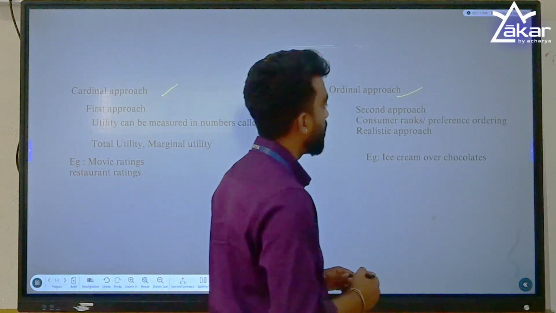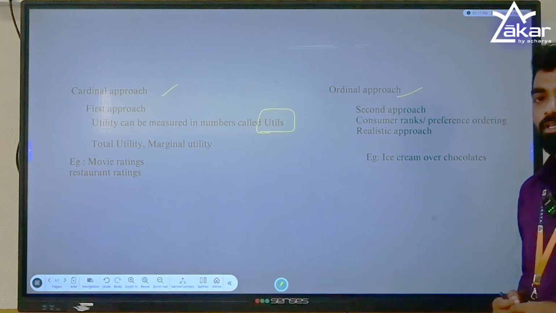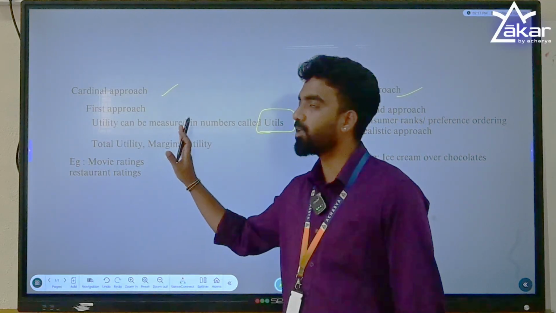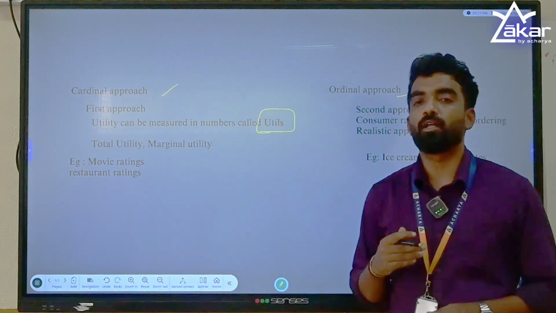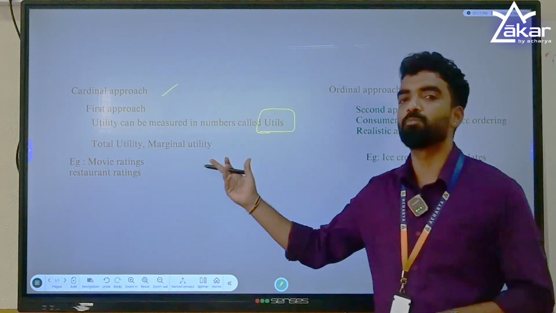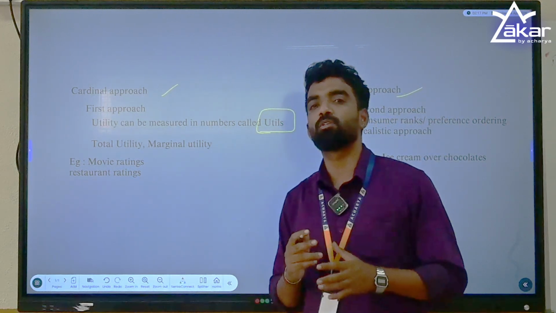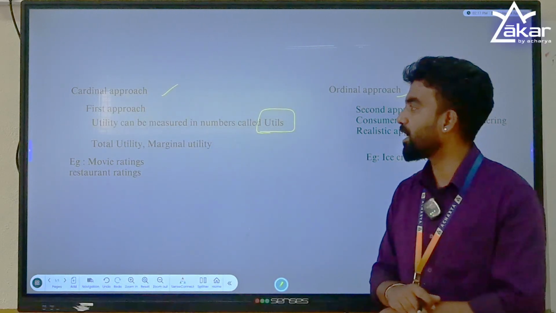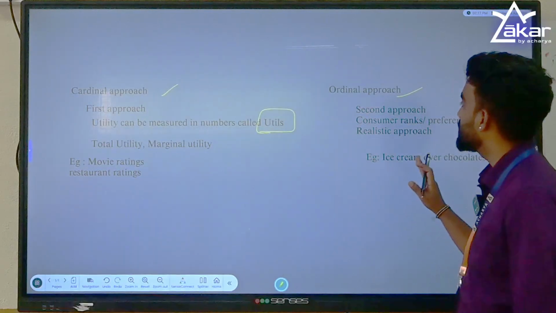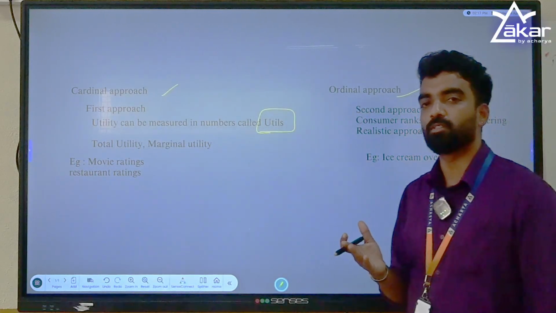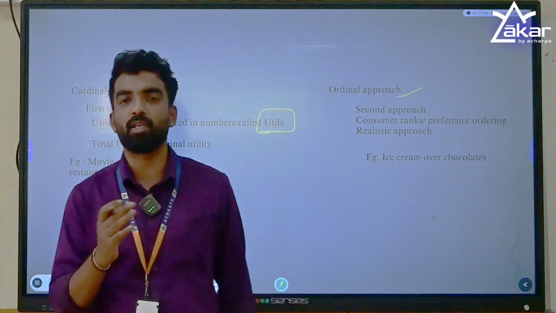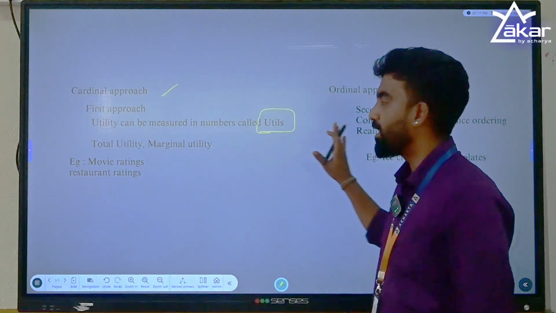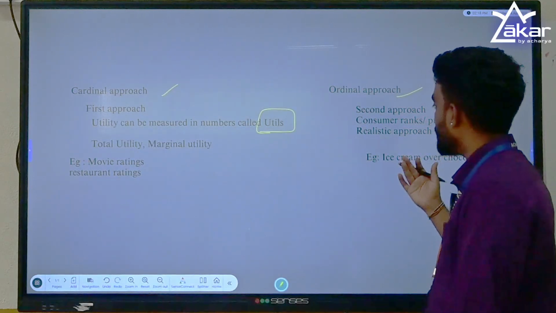And we have one more approach called the ordinal approach. Here, the economists who developed the ordinal approach rejected the theory of the cardinal approach, saying that satisfaction cannot be expressed in terms of numbers, or even if they express it, it is not the exact value of the satisfaction. So they said consumers can rank or give preferences for their satisfaction from the consumption of any commodities. They cannot give the exact value. So they rejected this and said consumers can give ranks.